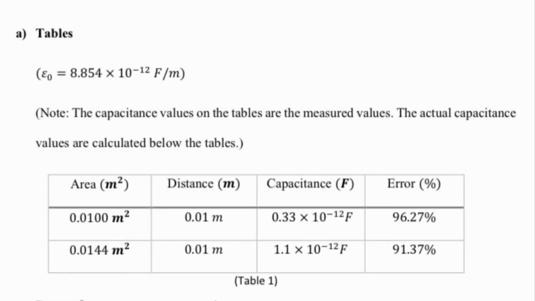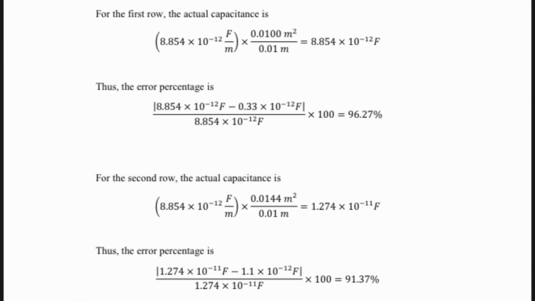This is the data table of the first part of the experiment. For the first row of the table, we measured the capacitance as 0.33 picofarads, and for the second row, we measured the capacitance as 1.1 picofarads. And these are the calculated capacitance values and the error calculations.